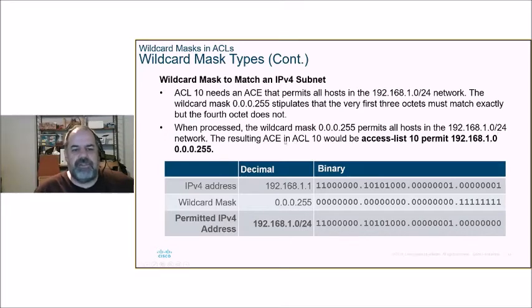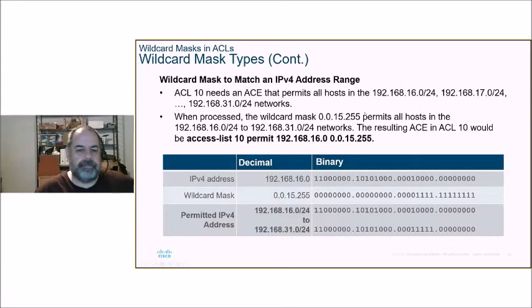The resulting access control entry in ACL 10 would be access list 10 permit 192.168.1.0 and 0.0.0.255. And so yeah, it's just the first 3 octets that must match. Last one, again, we don't care. It can be any number.